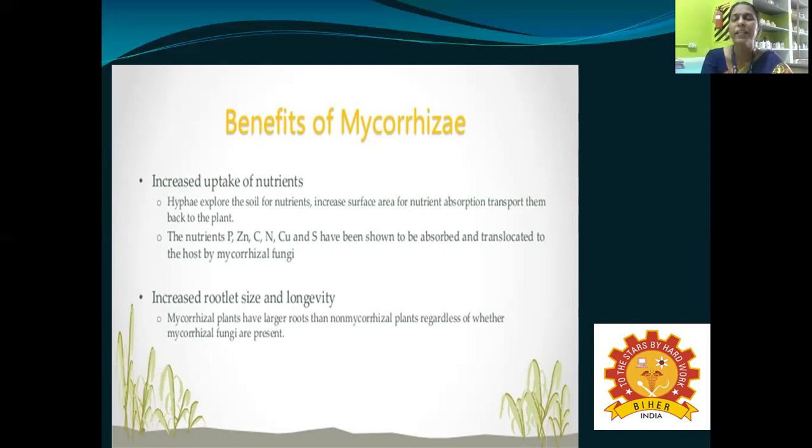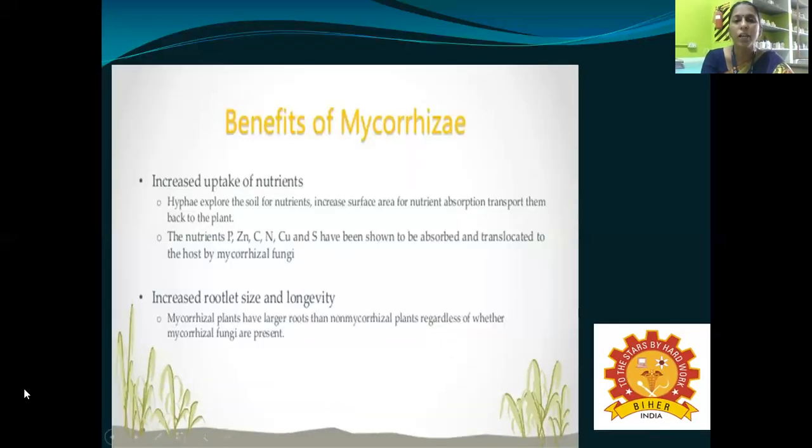And the next point is in what ways it gives support. It has increased rootlet size and longevity. So mycorrhizae plants have longer roots when compared to ordinary plants. Whenever you show a biofertilizer, what differences does it show? It shows longer roots. So longer roots give more shelter and shielding activity in a mycorrhizae plant, regardless of whether the mycorrhizae fungi is present or not, it automatically shows the benefit of the mycorrhizae.